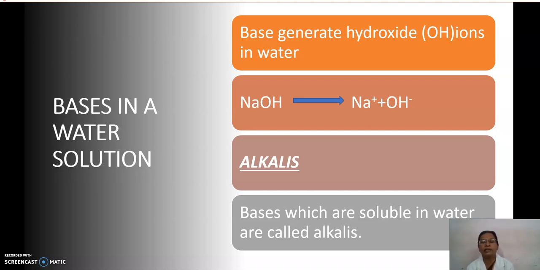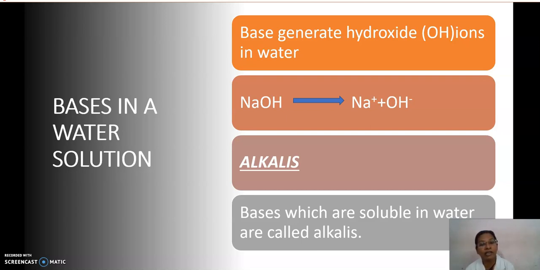Then another topic: it is written that alkalis are bases which are soluble in water. There are a lot of bases. One example I told, sodium hydroxide, potassium hydroxide, all these are soluble in water. But all the bases are not soluble in water. So bases which are soluble in water are called alkalis. So all alkalis are bases, but all bases are not alkalis.